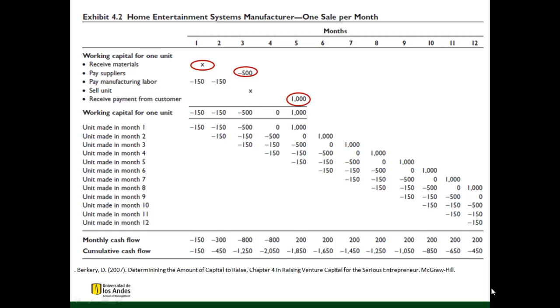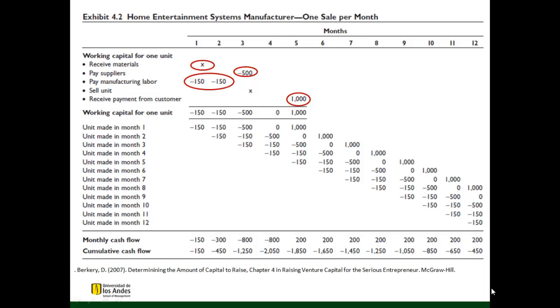Now, you get money from your clients, from your customers, 2 months after having delivered the goods. So if you deliver the goods in month 3, then you will only get money from your clients on month 5.